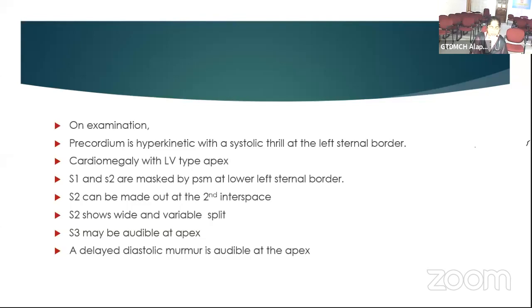In a small VSD, the precordium may be silent. There will be no cardiomegaly. There will only be a pansystolic murmur masking S1 and S2. There will be no mid-diastolic murmur, no split, no S3.